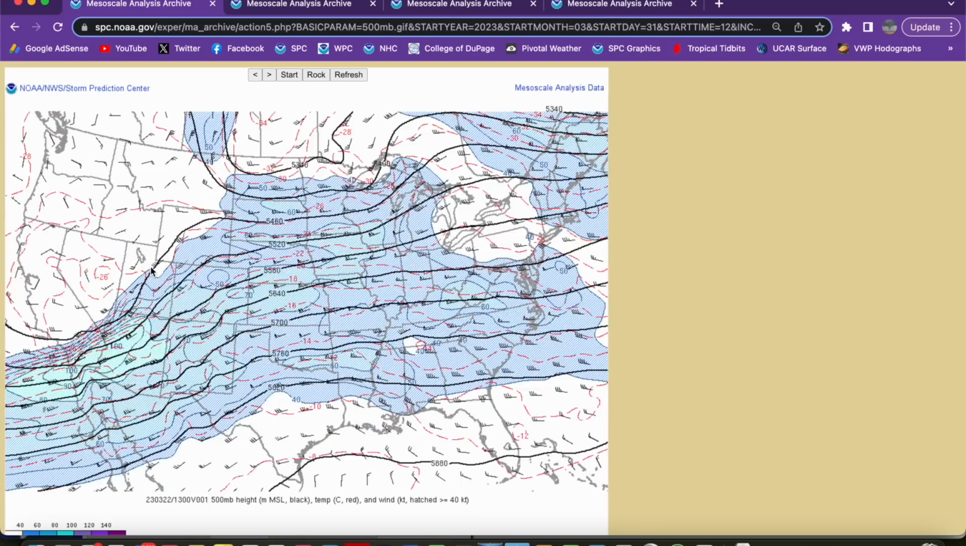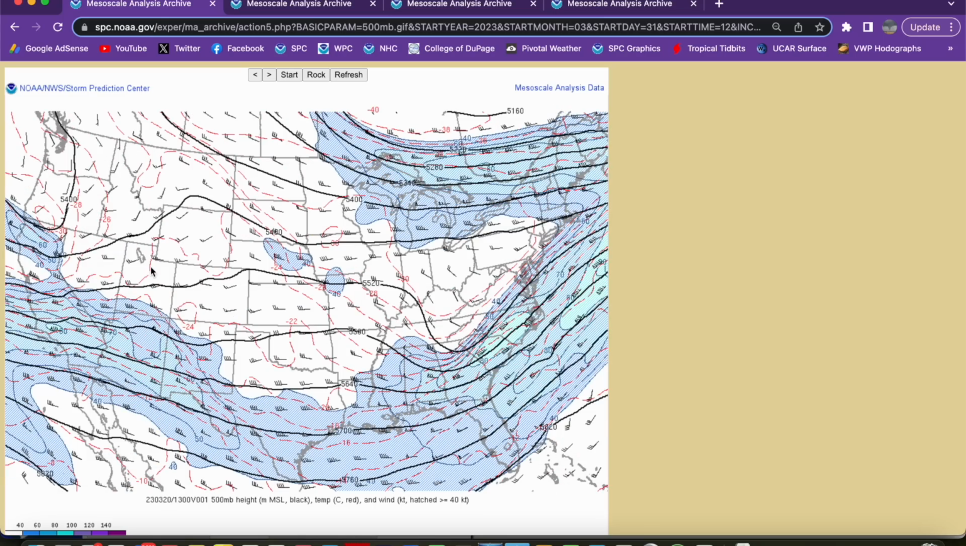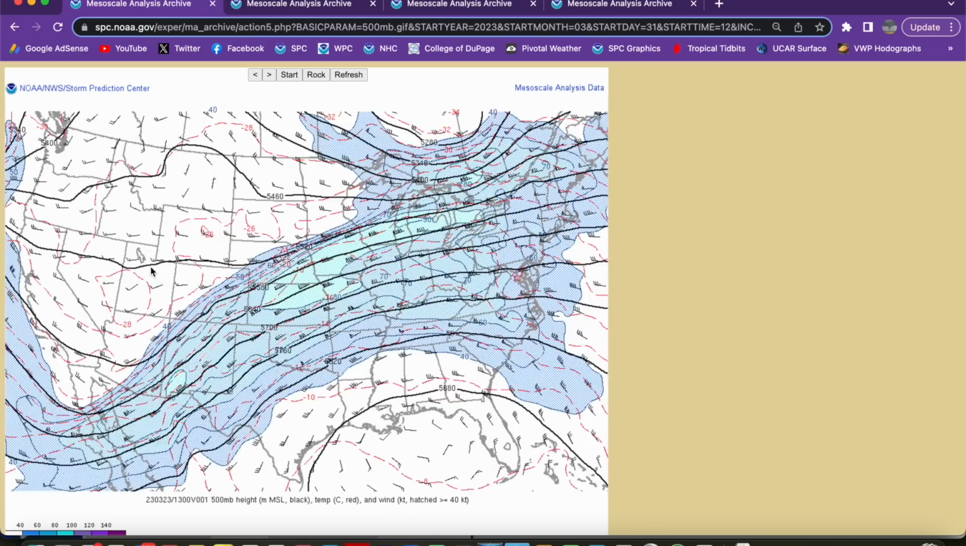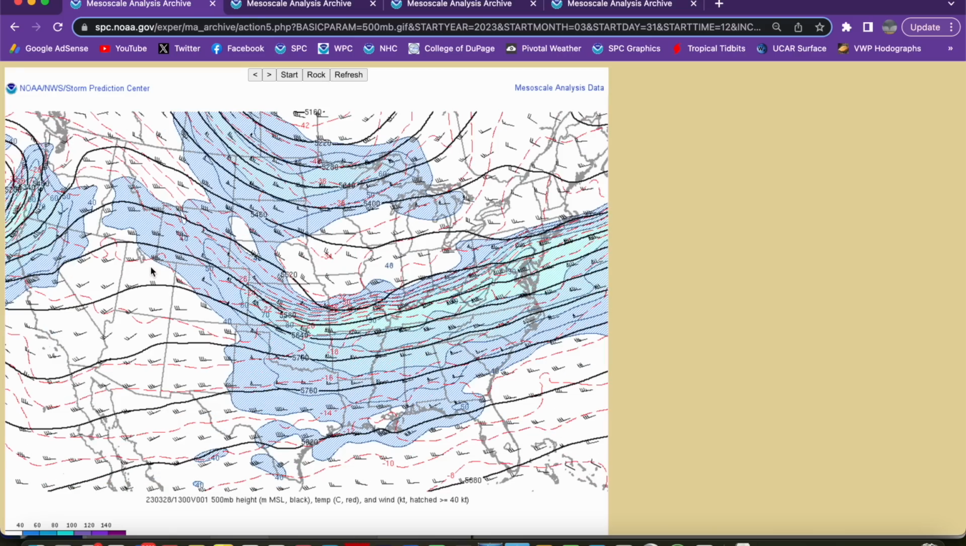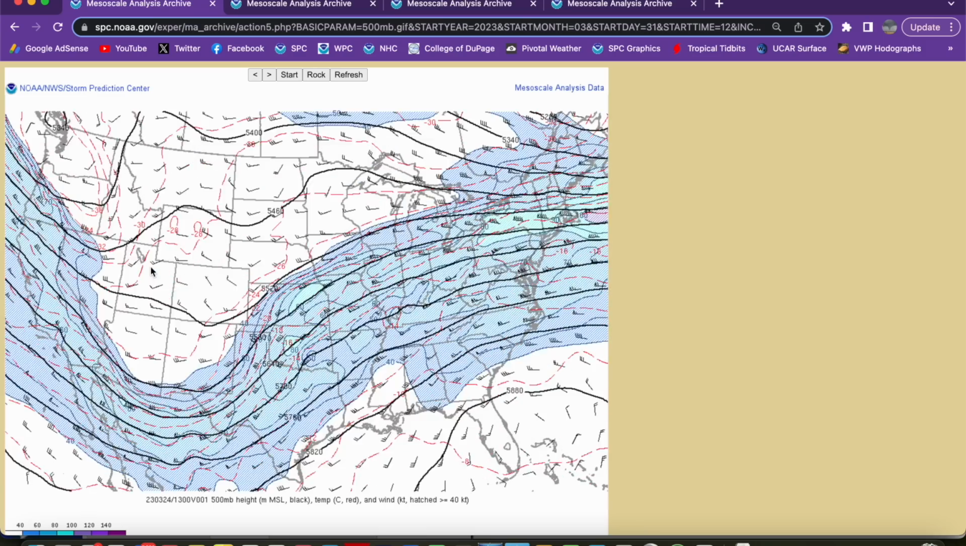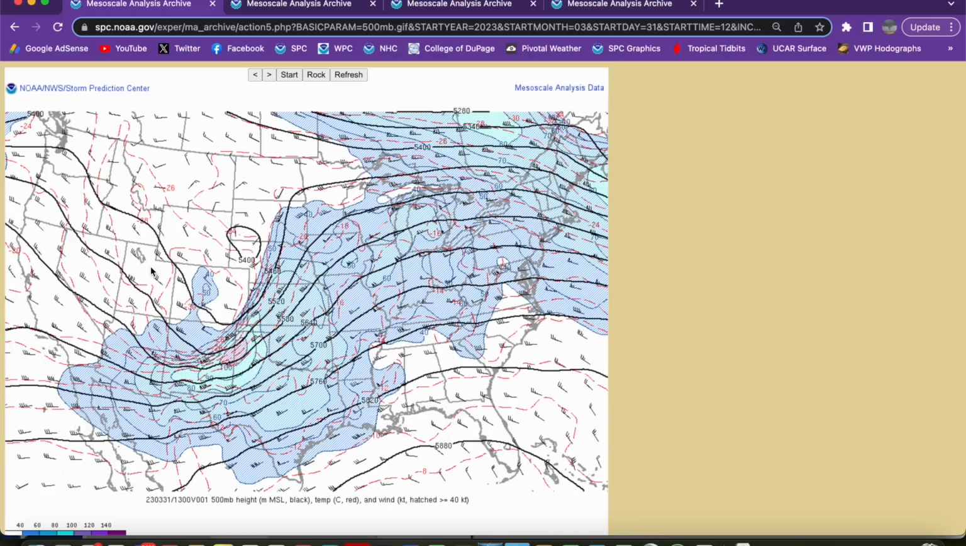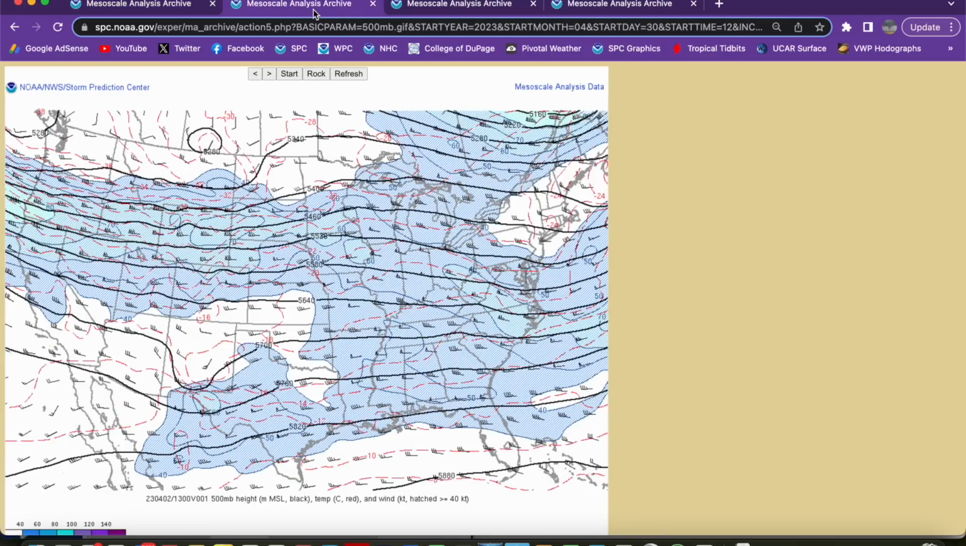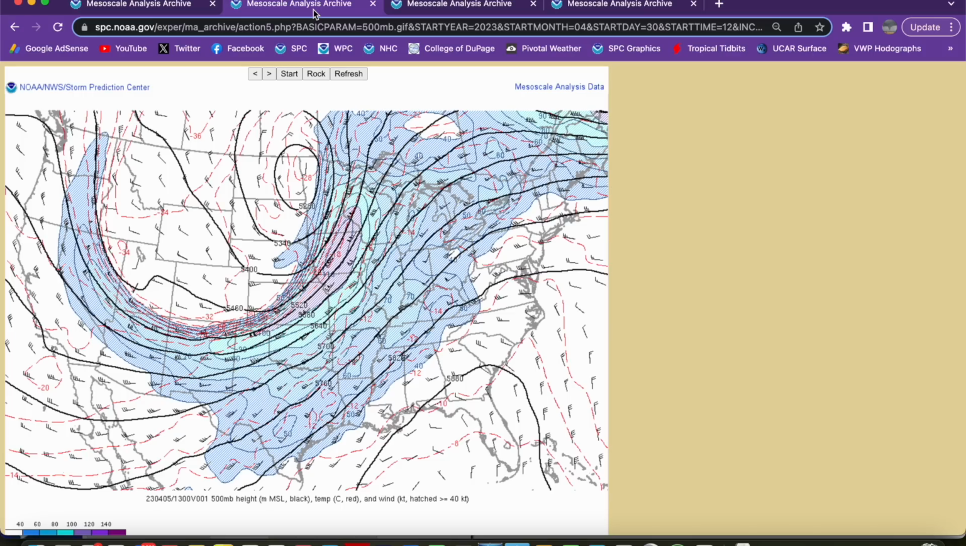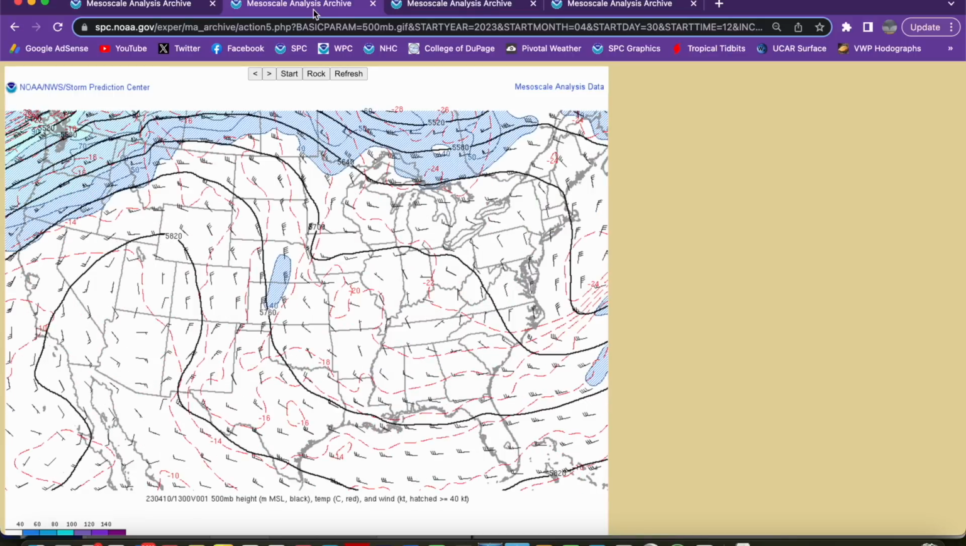La Ninas tend to favor a very active early portion of the season because of a more energized jet stream, especially in the southern half of the United States, but it can extend farther north into the Midwest like it did this year. So a very La Nina-esque pattern that we saw through March that tried to continue into early April, but we eventually lost that support from the jet stream.